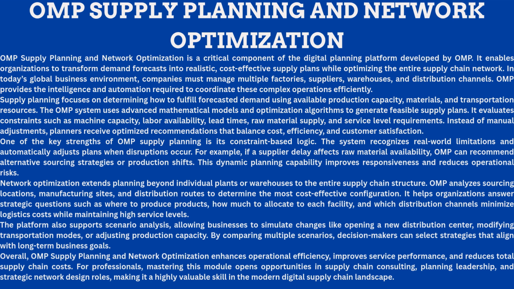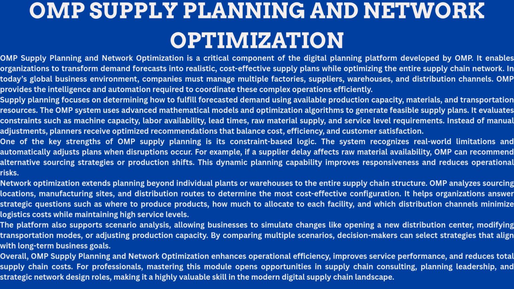One of the key strengths of OMP supply planning is its constraint-based logic. The system recognizes real-world limitations and automatically adjusts plans when disruptions occur. For example, if a supplier delay affects raw material availability, OMP can recommend alternative sourcing strategies or production shifts. This dynamic planning capability improves responsiveness and reduces operational risks.